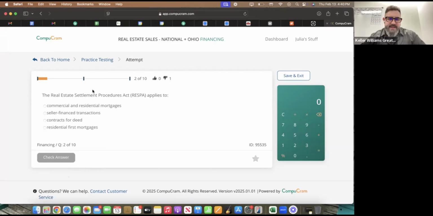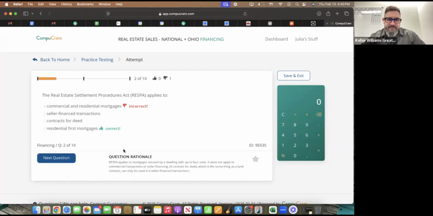All right, Deborah thinks it's A, commercial and residential mortgages. I'm going to agree with Deborah. And we were both wrong, Deborah. It's residential first mortgages. So the rationale is RESPA applies to mortgages secured by a dwelling with up to 4 units. It does not apply to commercial transactions or seller financing. So there you go. Residential only, not commercial. Learn something new every day.